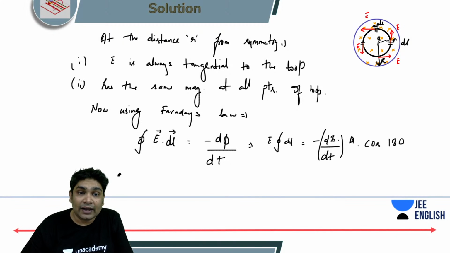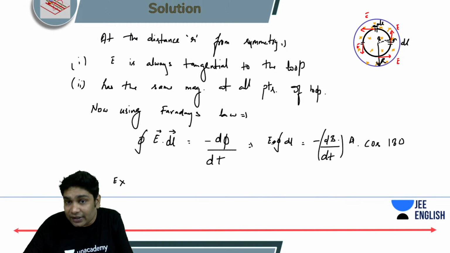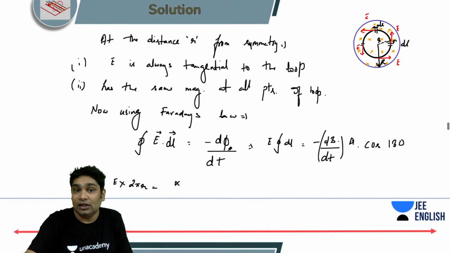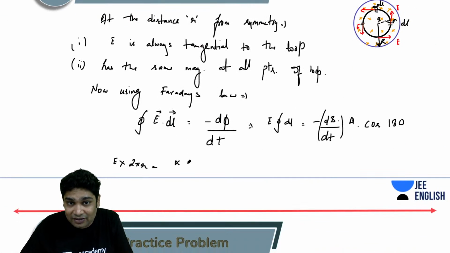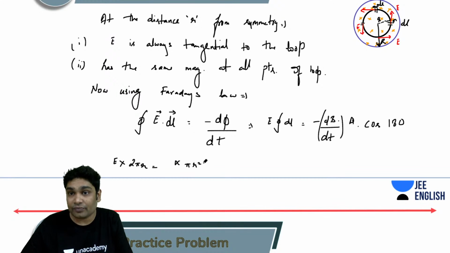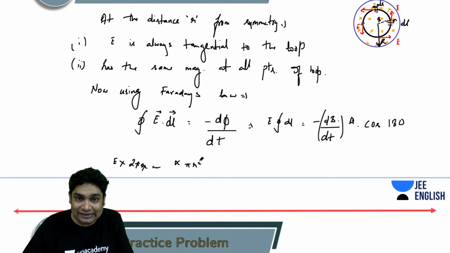Okay. So now I can say that E times closed integral of dl would be the length of this, 2 pi small r. So E times 2 pi small r would be equal to dB by dt, which was alpha. I think that has been mentioned in the question. Yes. Into this area, which is pi small r square. Okay, and cos 180, and this minus goes. So this and this get cancelled, and E turns out as alpha r over 2.